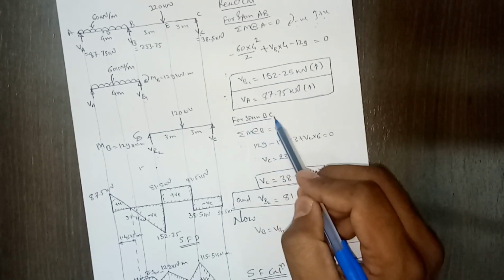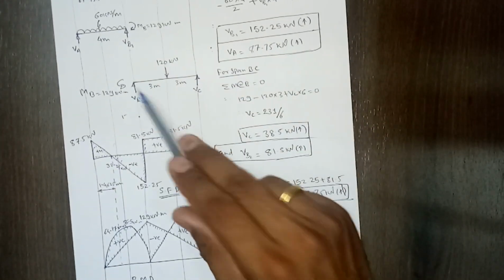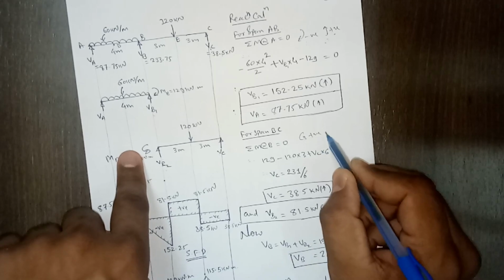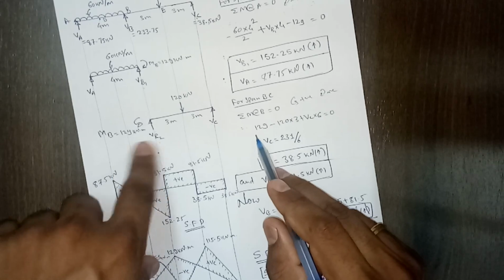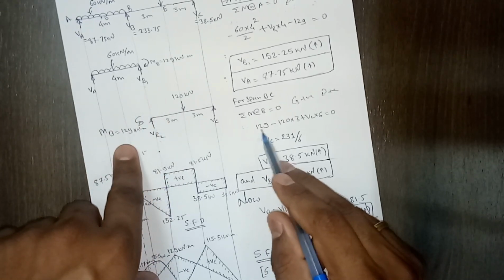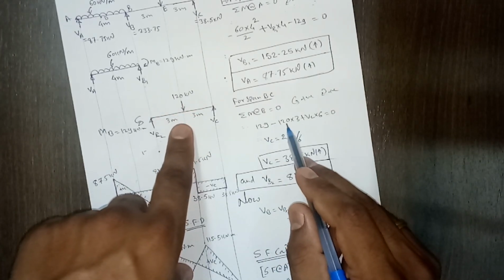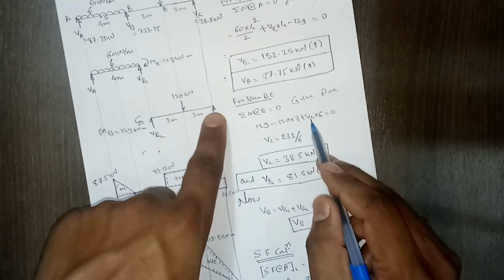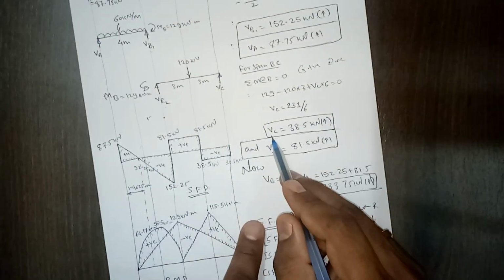Now similarly for span BC, we'll be calculating the reactions. We'll take moment about point B and then equate to 0. So here we'll start with this moment. Here we are assuming anti-clockwise positive and clockwise negative. So this moment is anti-clockwise, so anti-clockwise 129, then moment due to this downward force 120 multiplied by 3, and then plus VC multiplied by this 6 meters distance, and this should be 0. So from that easily you can calculate VC.